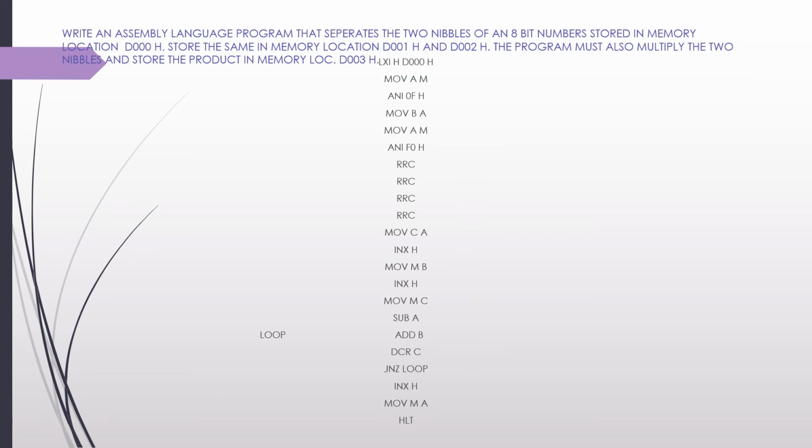Now the next program is to write an assembly language program that separates two nibbles of an 8-bit number stored in memory location 8000, stores them in memory locations 8001 and 8002, and also multiplies the two separated nibbles and stores the product in 8003. So the meaning of this program is, if you have data as 45H, you are separating it as 04 and 05, and also multiplying 04 and 05 and storing the product in 8003.